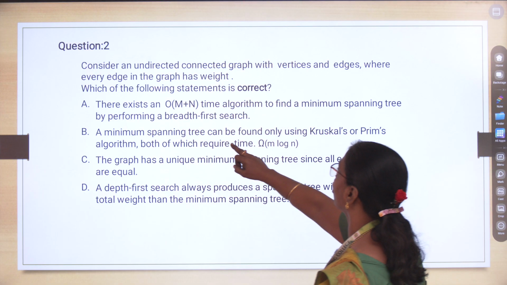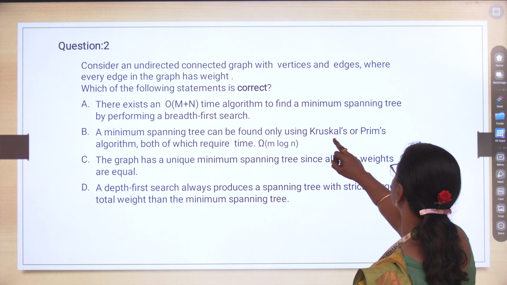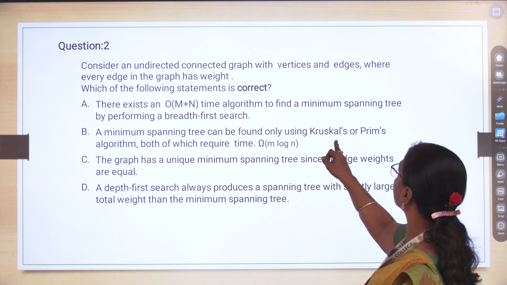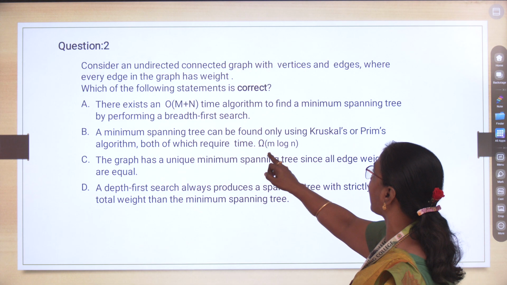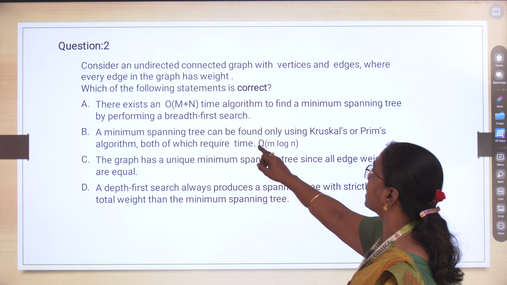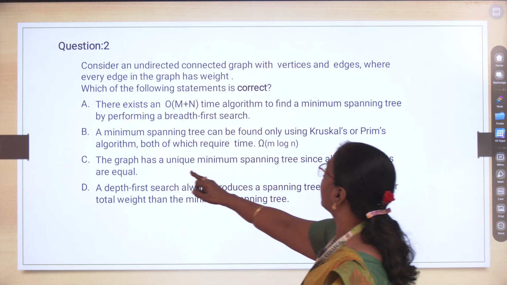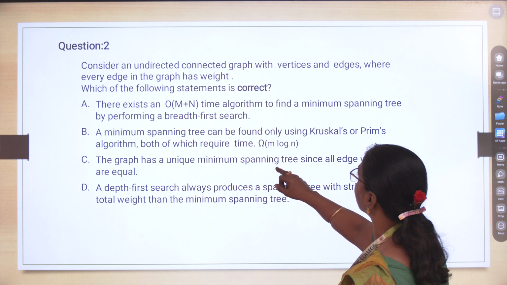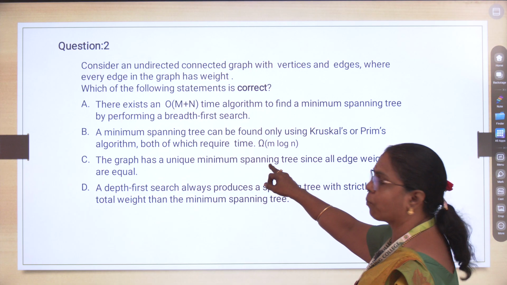Then let us see the second option of the answer: a minimum spanning tree that can be found with Kruskal's and Prim's. Here in the minimum spanning tree, we can follow the concepts of Kruskal and Prim's, but here it is specifically asked that it can be computed with breadth first search. No, this second option is not at all possible. Then third is unique minimum spanning tree. The edge weights are not equal here, so it is not unique. So this third option is also not possible.